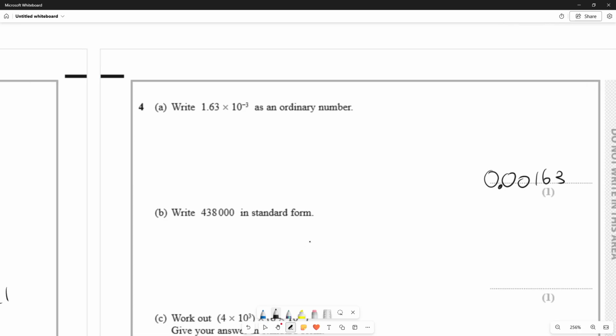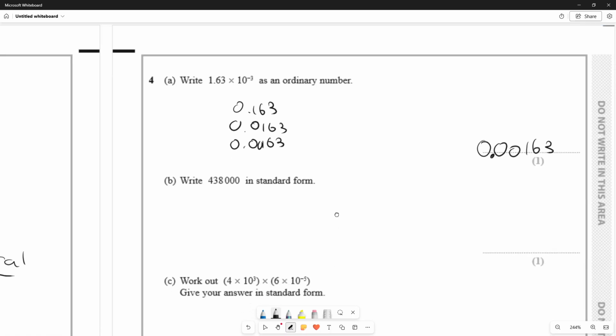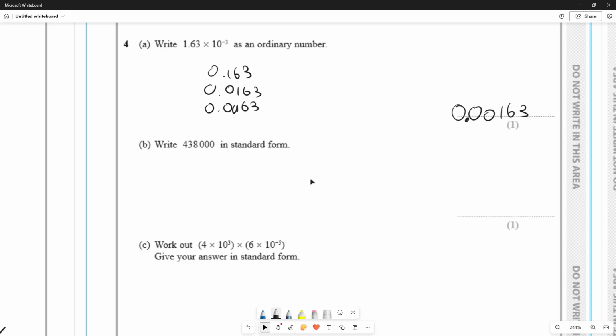Why does this work? Well, let's do it. Times 10 to the -1 means just divide by 10. So if we divide by 10 once, we get this, twice we get this, and 3 times we get this. There you go. Okay, answer.